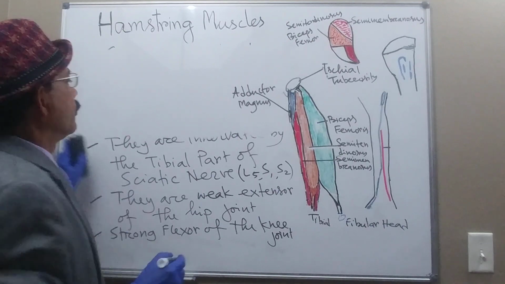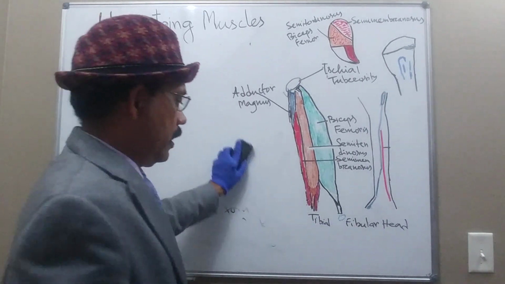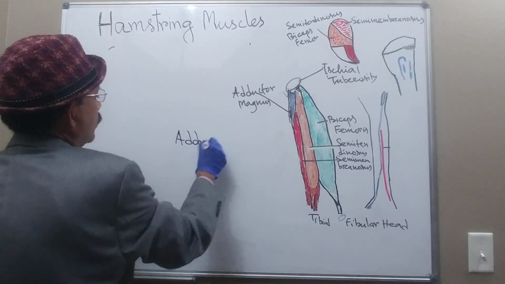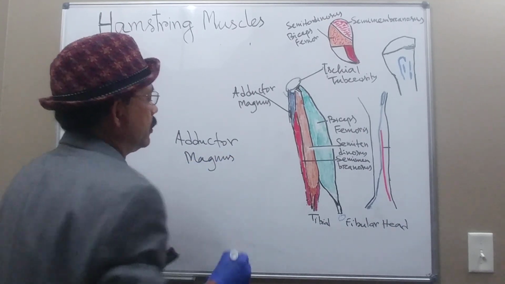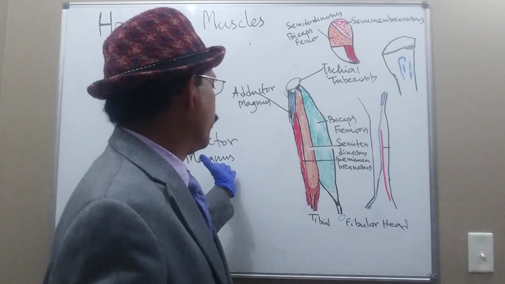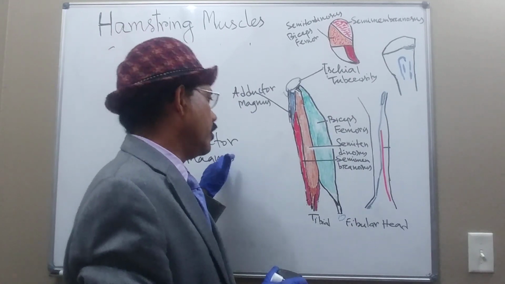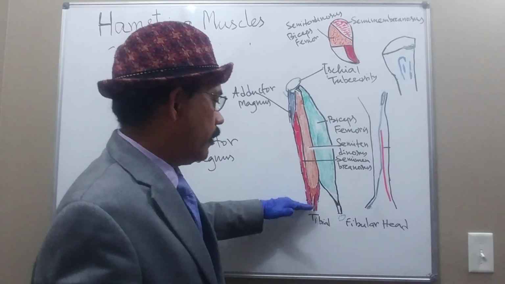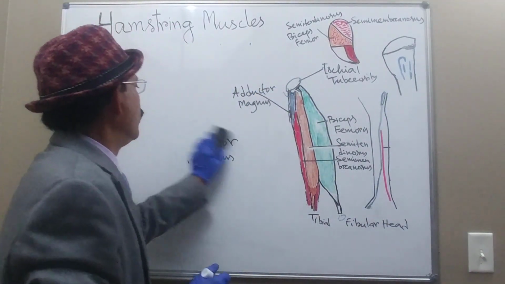Okay, we got it. So now we have the common origin, common action on the hip joint, and common action on the knee joint, except adductor magnus. It does not work on the knee joint, it works on the hip joint. This muscle does not cross the knee joint. Adductor magnus ends in the adductor tubercle of the femur. All other muscles are strong flexors of the knee joint and weak extensors of the hip joint.